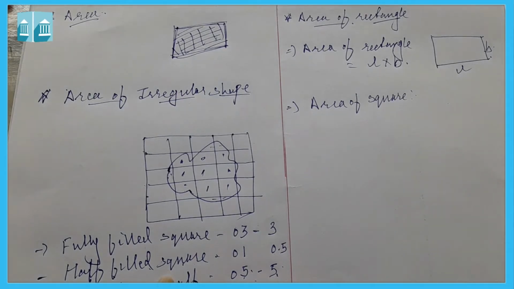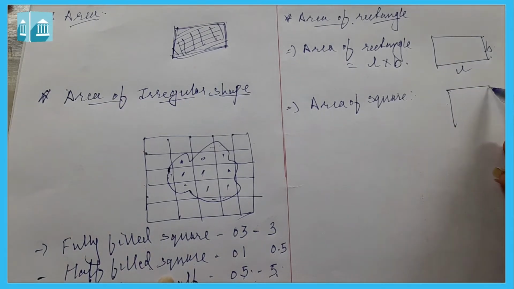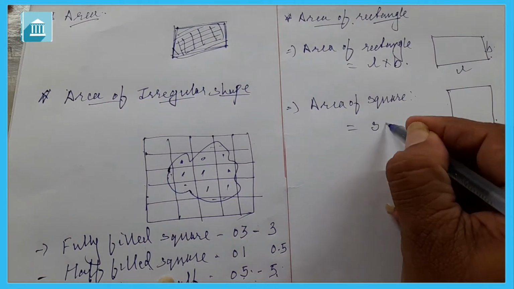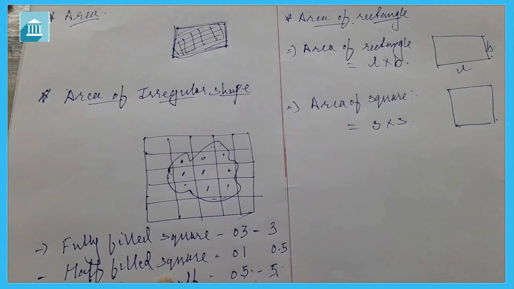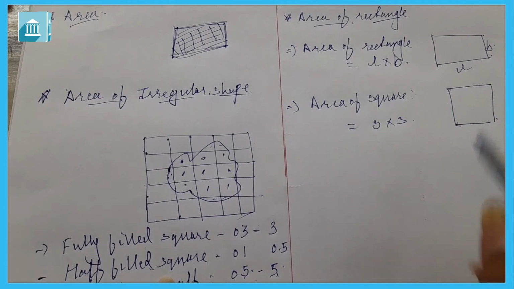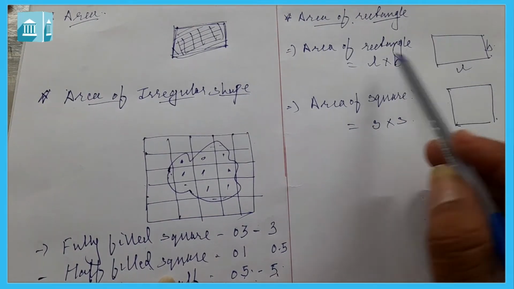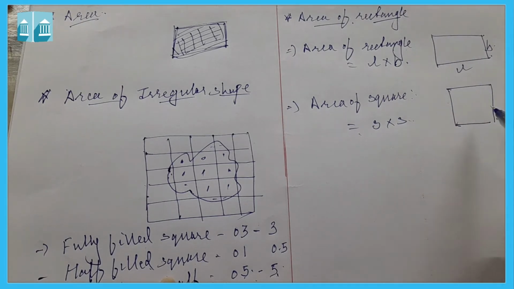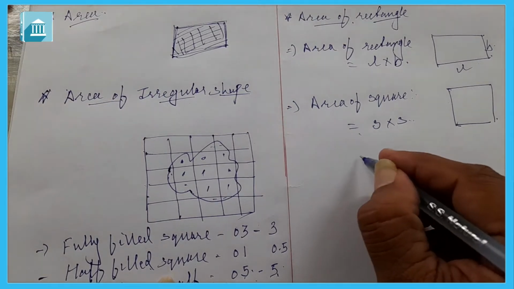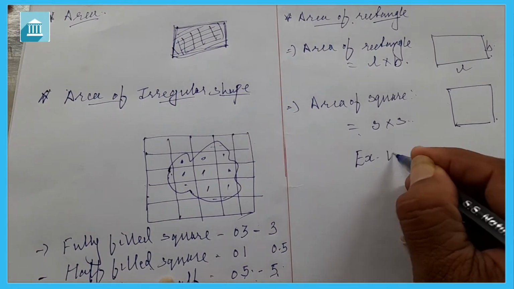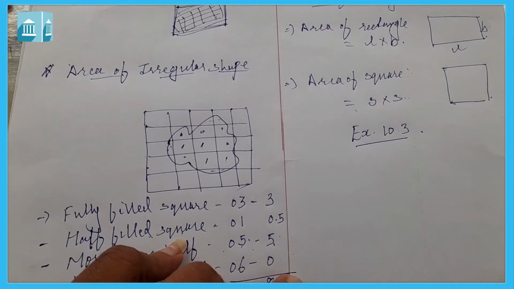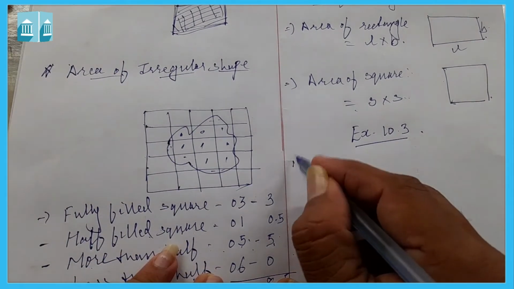Area of a square: suppose this is the square here, then area of square is equal to S into S, that is side into side. Area of rectangle is L into B, that is length into breadth. Area of square is S into S. Now let us start Exercise 10.3. Let's begin question number 1.